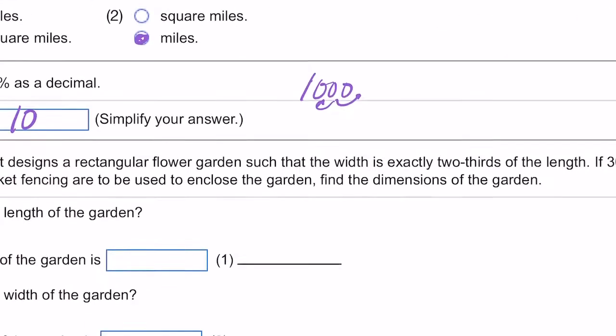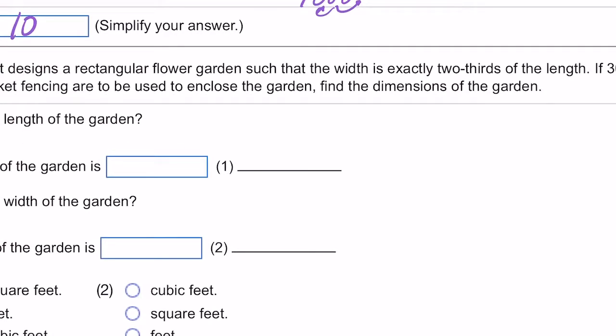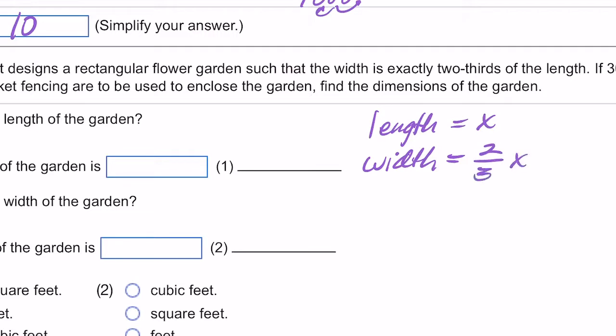For number 48, we have an architect designs a rectangular flower garden such that the width is exactly 2/3 of the length. If 300 feet of antique picket fencing are to be used to enclose the garden, find the dimensions of the garden. So first of all, we have length and width. And it tells us that the width is exactly 2/3 of the length. Well, we don't know what the length is, so that's going to be our unknown, our x. And then how would we express the width as 2/3 the length? It's just 2/3 times x.